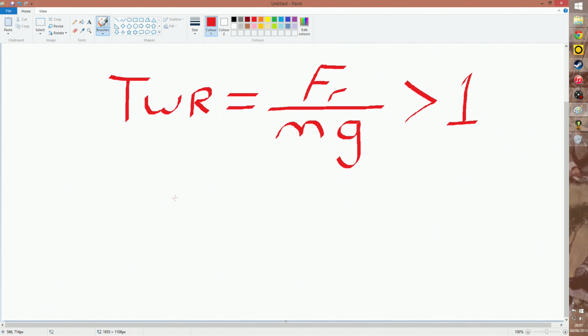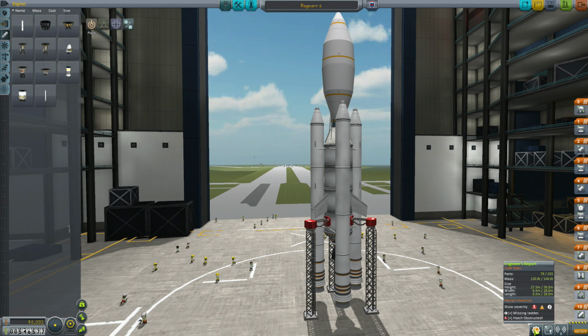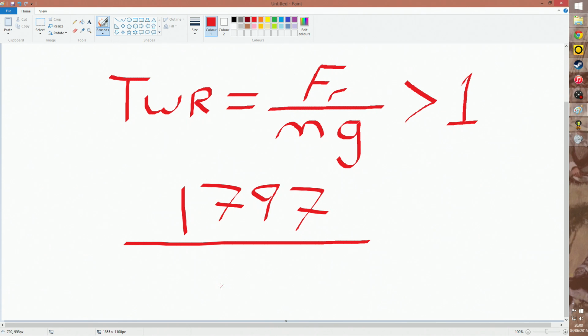So if we just do a little sum at the bottom, the kilonewtons for the 3 engines is 1,797. This is going to look a bit trousers in Paint, but just bear with me. 1797 divided by the tons. If you click on this little spanner thing down here, you get the engineer's report, which gives you mass in tons: 120.8. Metric tons as well, by the way. I would envisage it'd be metric tons.